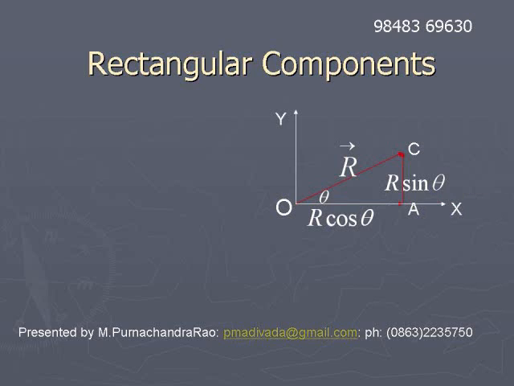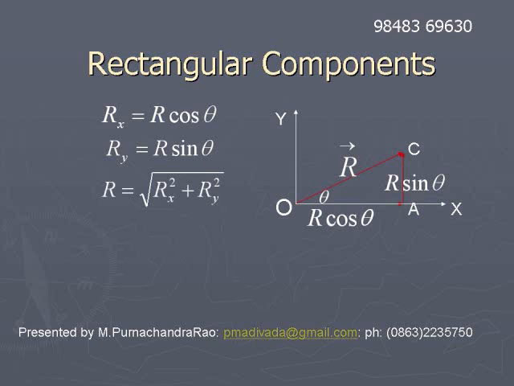The relation between r and its components. Let us take r cos theta as the component along the x-axis and r sin theta along the y-axis. Then rx is equal to r cos theta and ry is equal to r sin theta. Then r will be equal to the square root of rx square plus ry square.